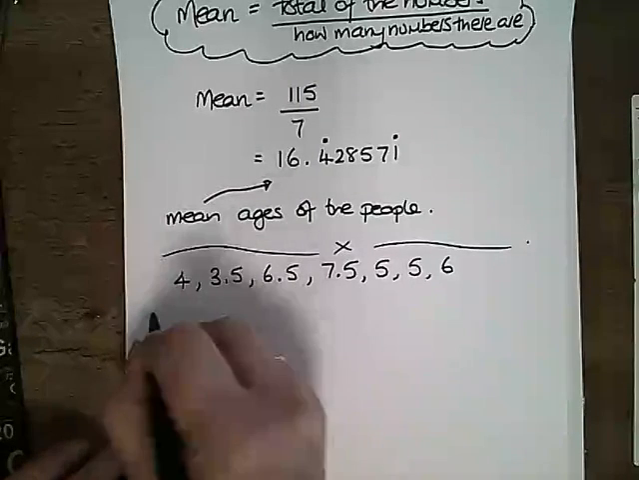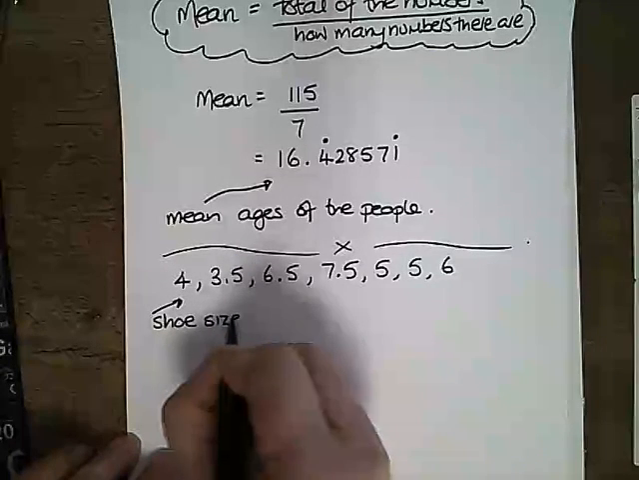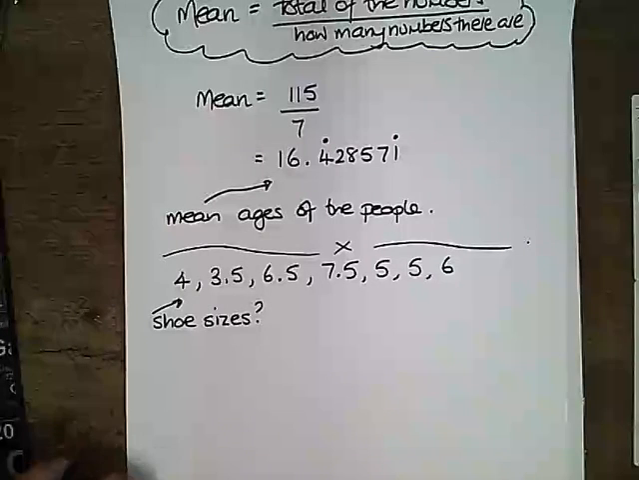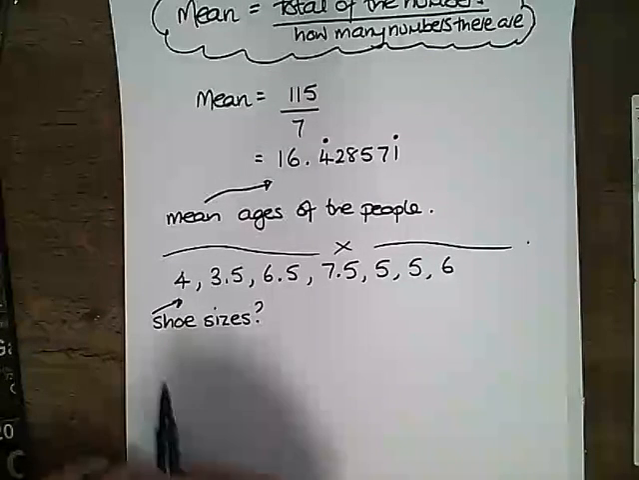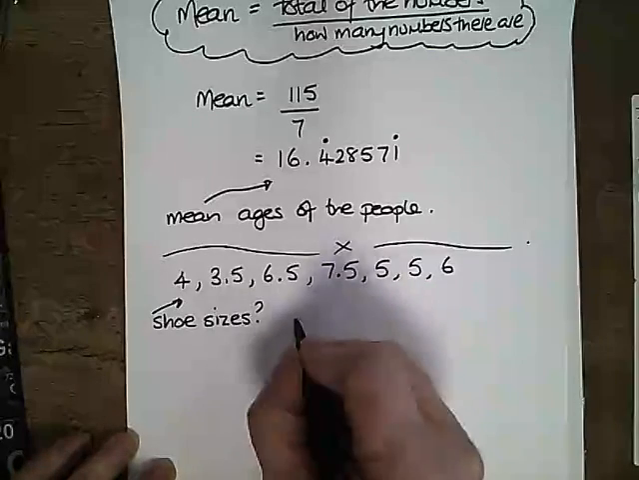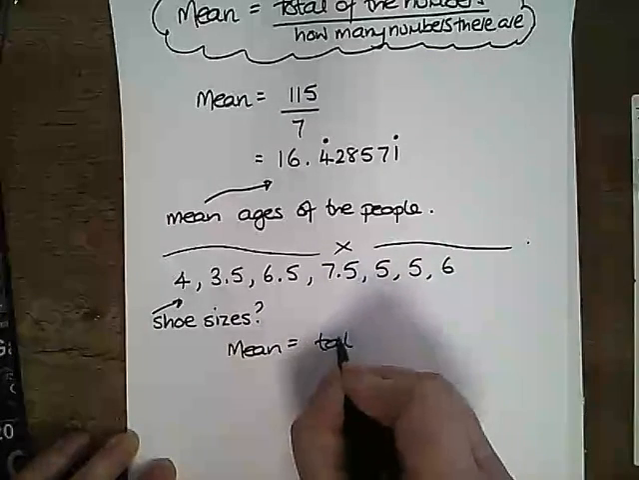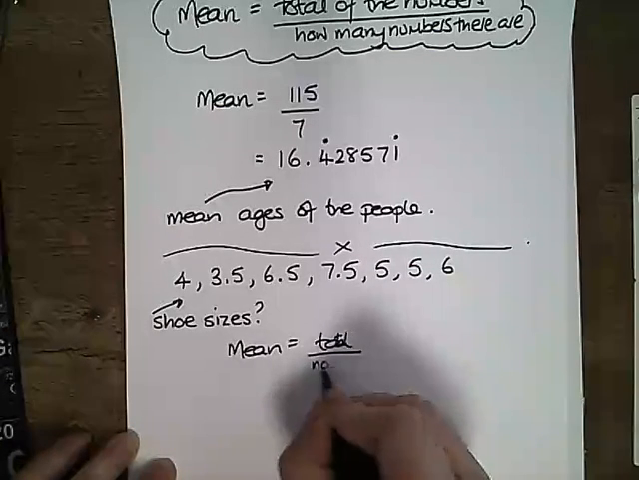So if we were trying to work out the average shoe size of people, and if we were at school, I would turn this into a whole class thing where I'd ask everybody their shoe size and we'd work out the average, but we've only got a few people here, so we're going to add all of these up. So the mean will be the total divided by number of people.